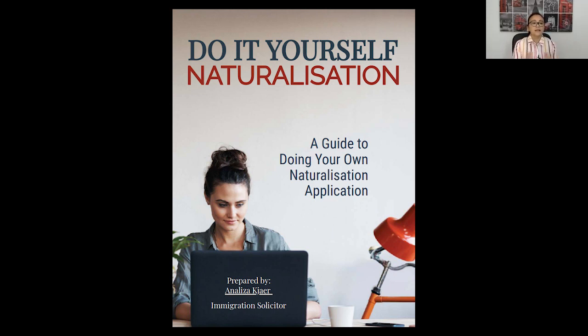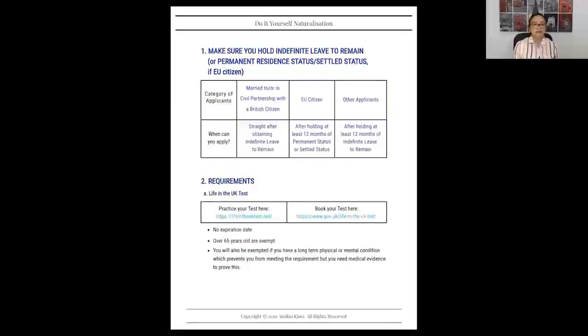So let's get started. The first section that you will find on the guide says, make sure you hold indefinite leave to remain. So one of the requirements before you can think of applying is, think first, can I apply to become British? And one of the first requirements that you must consider is, do I have indefinite leave to remain? Now, there are categories of applicants, and the reason for this is because there are different rules for when you can actually apply for naturalization.